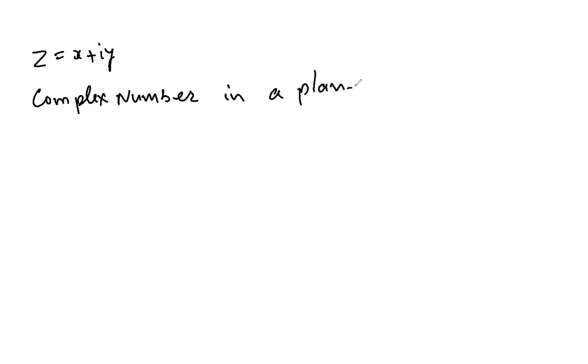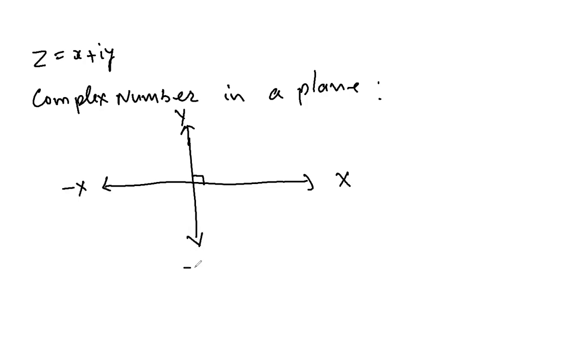Now today I will let you know how to represent a complex number in a plane, and what the polar representation of the complex number is. So first, the complex number in a plane, and after that we will discuss the polar representation. So let's take the Cartesian coordinate system. In the Cartesian coordinate system we have the x-axis and y-axis, which are perpendicular to each other. Perpendicular means they are at 90 degrees.